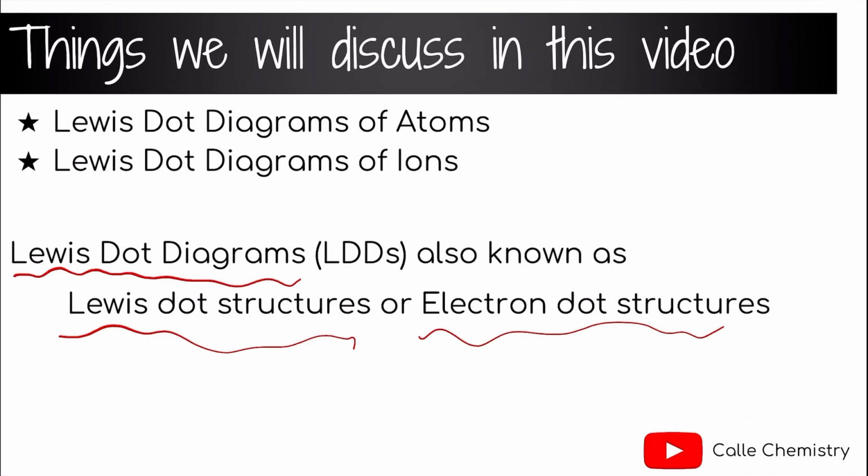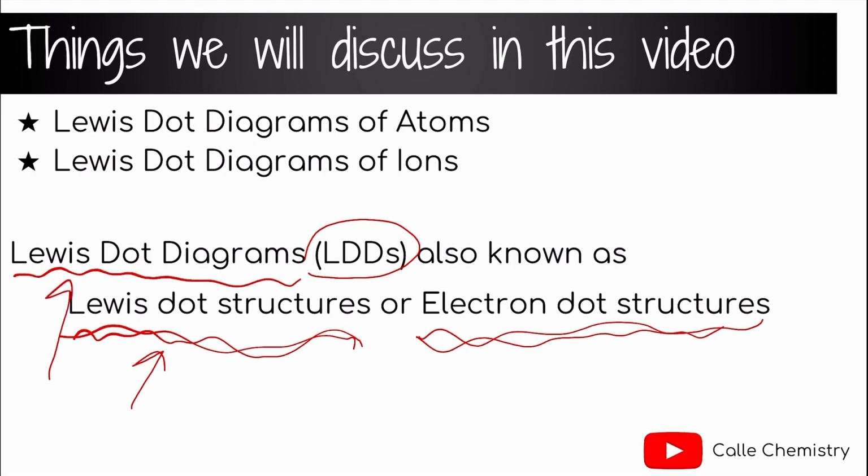One thing to note is that Lewis dot diagrams are also known as Lewis dot structures or electron dot structures. They can be abbreviated LDDs. Please note that these are all referring to the same thing. In this video, we will use this term, Lewis dot diagrams.